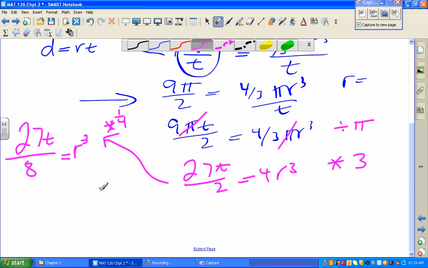Time to bring it home. Cube root of 27. Cube root of t. And the cube root of 8? 2. That would be in feet per minute.